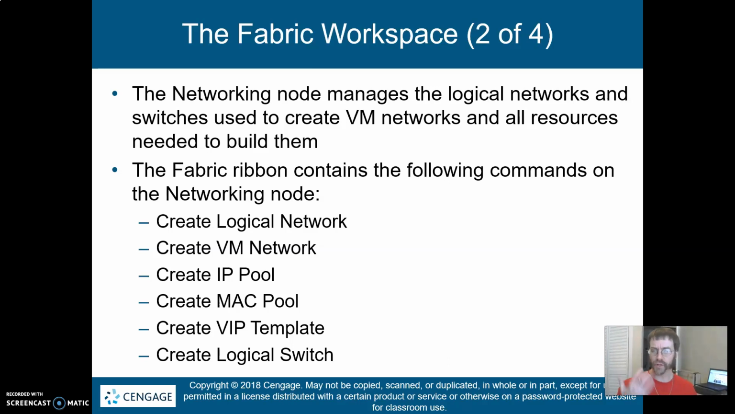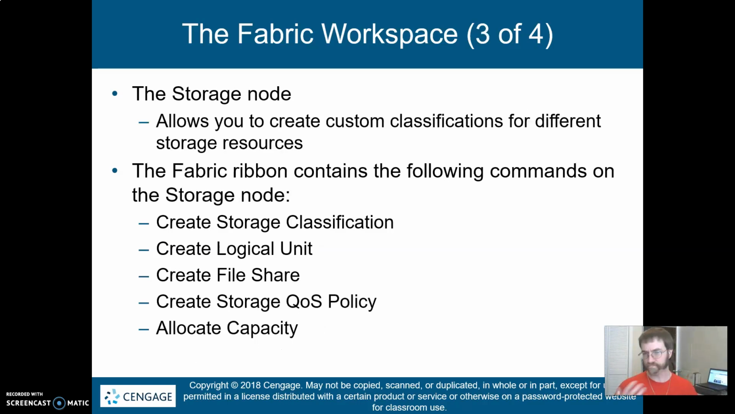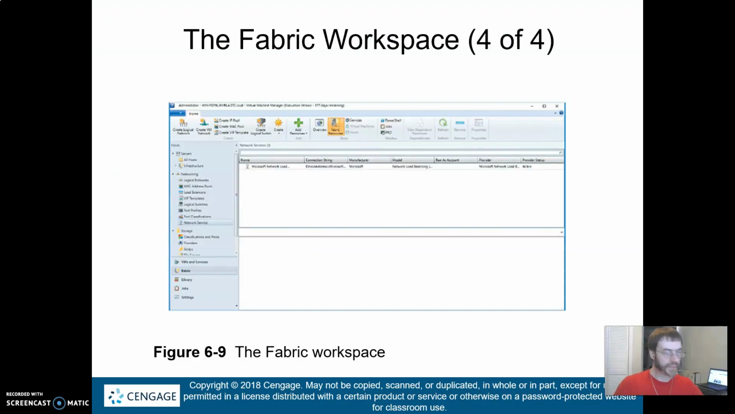The Fabric ribbon will also allow us to do some things in the networking mode. Create a logical network, create a VM network, create a pool, essentially a DHCP pool. MAC pools, virtual IP templates, logical switches. The storage node will allow us to create custom setups for different storage resources. Logical units, file shares, set up QoS policy, allocate capacity. And it kind of looks like this, which is kind of what I showed you at the beginning of the video before I moved into this.